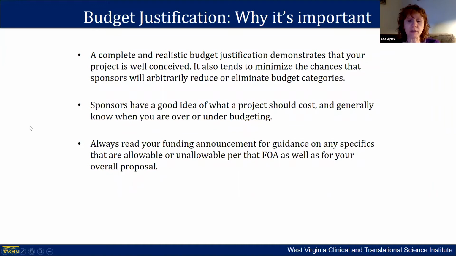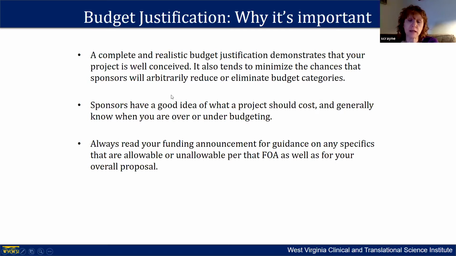Again, a thoroughly detailed justification helps to show that you've put thought into your project. And so you're going to want to have a complete and realistic justification that will also help to minimize chances that when they try to cut budgets, if your budget is thoroughly justified, that you need what you say you need, then it might help to reduce the chances that your budget categories will be cut upon funding. Sponsors really do have a good idea of what a project should cost, and so they can tell if things are budgeted over what they should be or under budgeted.